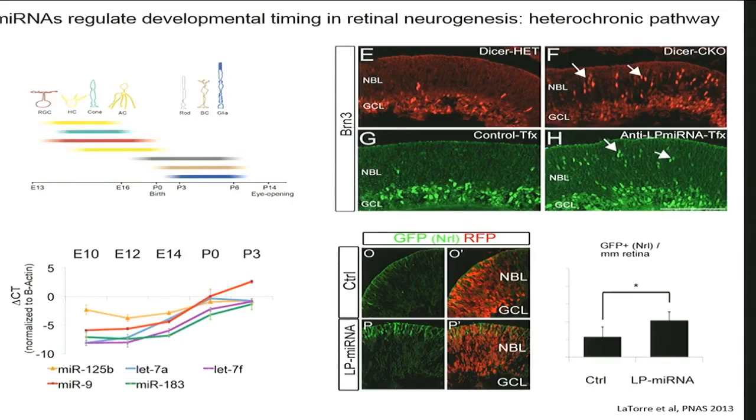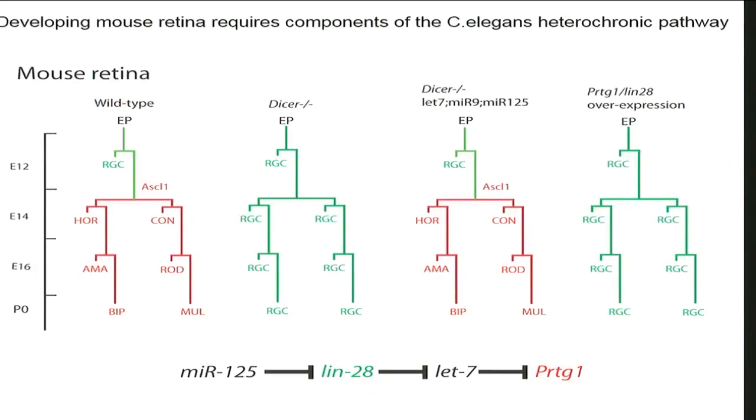I don't really have time to go through all the data, but this is all published. But basically what we find is that in the mouse retina, a Dicer knockout just keeps preserving this early stage, and the cells just keep dividing and making that cell class. Whereas knockouts of Lin28 or overexpression of Lin28 gives the same phenotype as a Dicer knockout. And you can rescue the Dicer knockout with let-7, miR-9, and miR-125, parts of the C. elegans pathway.